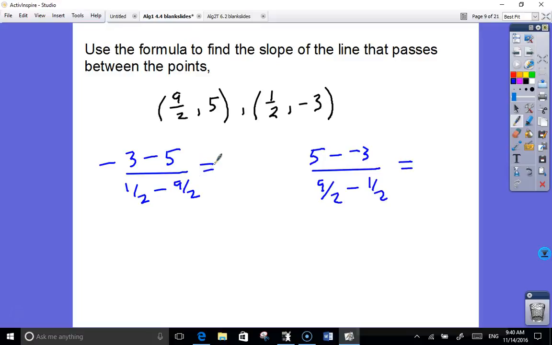So how about somebody on that side of the room do the one on the left, and this side of the room do the one on the right. Use your calculator and see what you get for those two. Just show that it's actually the same, whether you reverse the order or not.